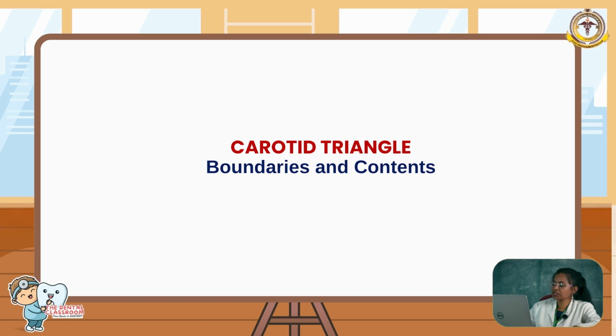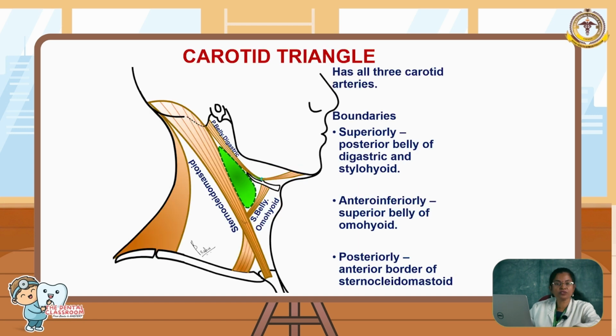Let's see about the carotid triangle. This carotid triangle is very, very important because the great vessels of the neck, the common carotid artery, internal carotid artery, external carotid artery, and also the internal jugular vein, all can be approached in this triangle relatively superficially. So this triangle is important.